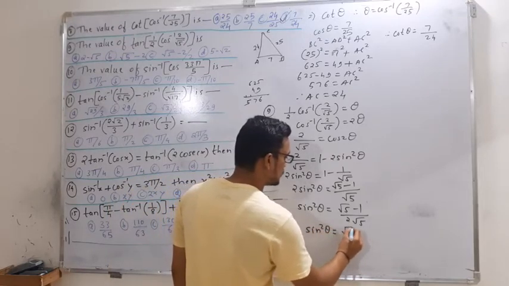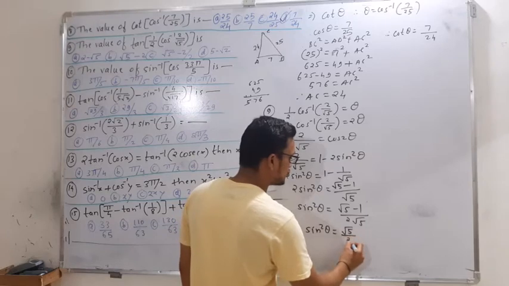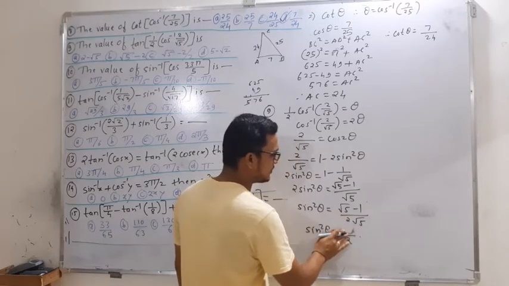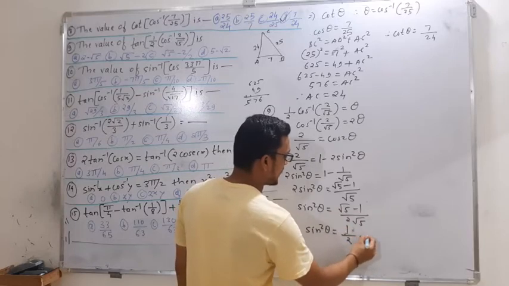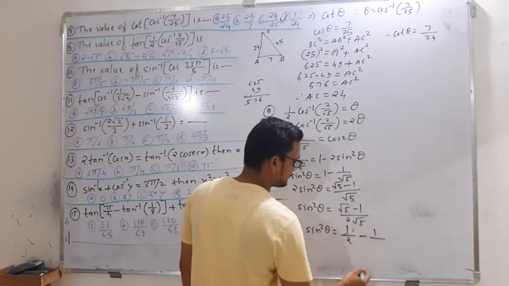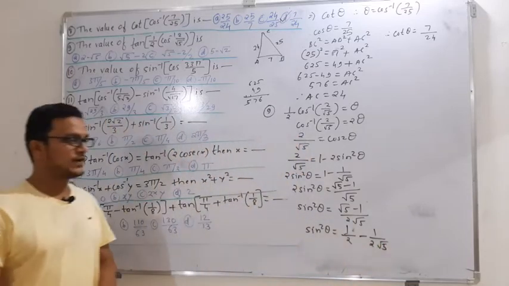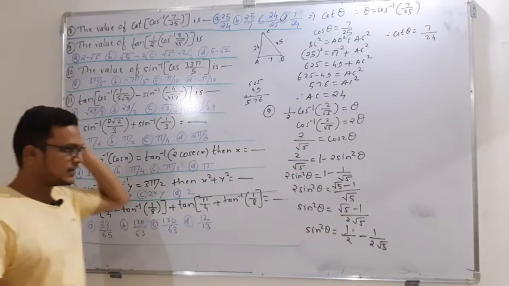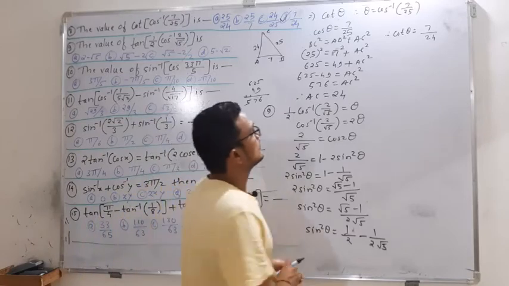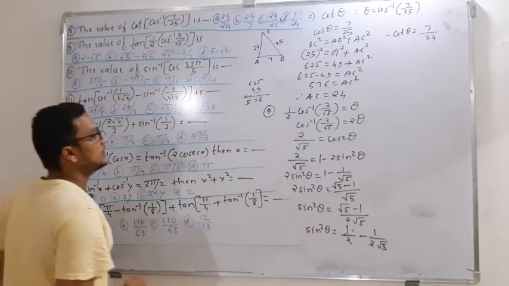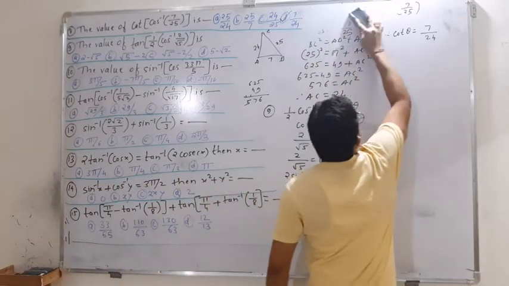Or else you can write it separately: when I divide this, you are left with 1 by 2 minus 1 by 2 root 5. But this is sin square theta. Then what is sin theta? So for sin theta, let me rub this.